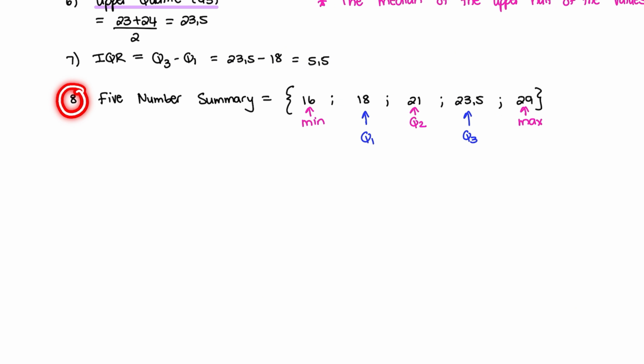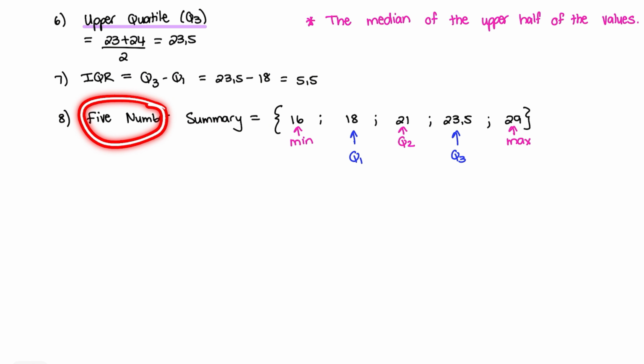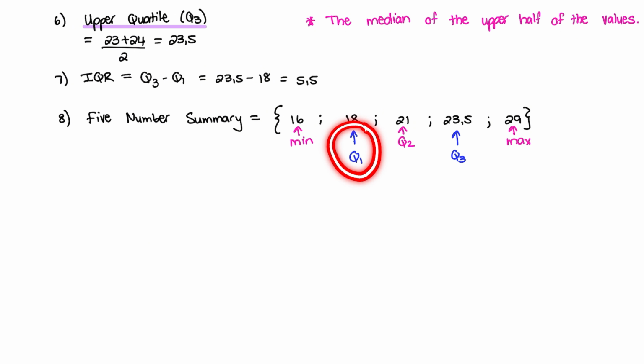Next up, we can find the 5-number summary. Now the 5-number summary, as it says, has 5 numbers. That's the minimum and the maximum, quartile 1 or the lower quartile and the upper quartile, which is quartile 3, and the median.